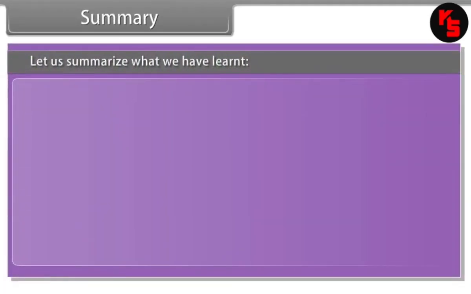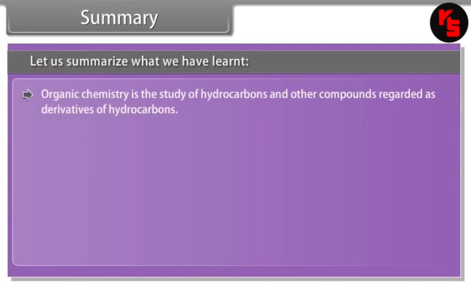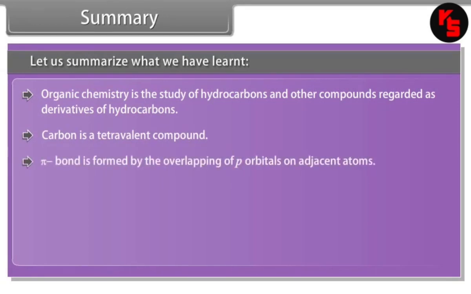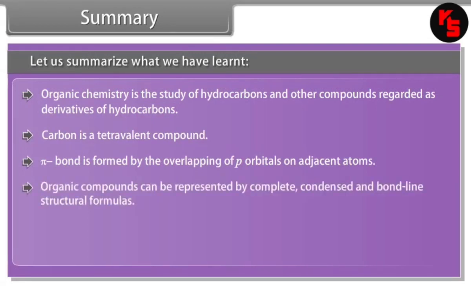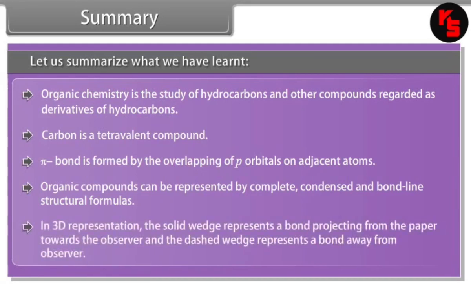Summary. Let us summarize what we have learnt. Organic chemistry is the study of hydrocarbons and other compounds regarded as derivatives of hydrocarbons. Carbon is a tetravalent compound. Pi bond is formed by the overlapping of p orbitals on adjacent atoms. Organic compounds can be represented by complete, condensed, and bond-line structural formulas. In 3D representation, the solid wedge represents a bond projecting from the paper towards the observer, and the dashed wedge represents a bond away from observer.